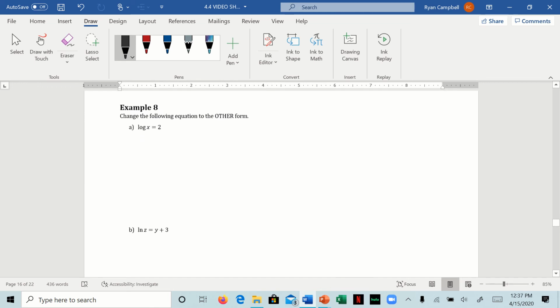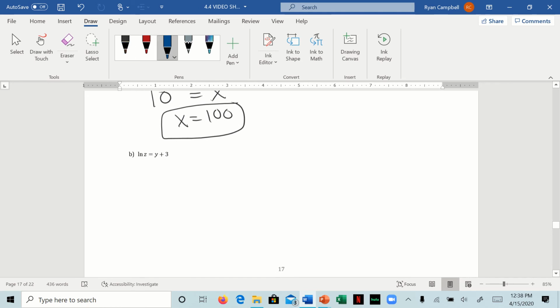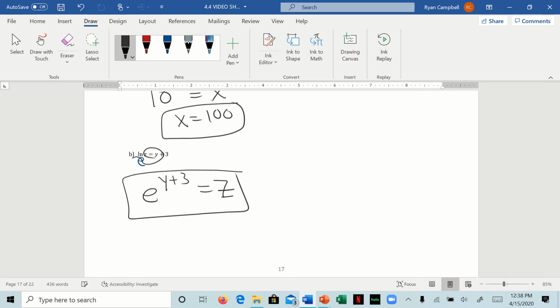All right, so let's look at this. So let's turn log x equals 2 into the other form. So we know, since nothing's written there, it's log base 10, right? So it's going to be 10 raised to the second power equals x, or x is 100. Okay. We said natural log has an e, right? So that's the base of an e. So we got e raised to the y plus 3 equals z. And that's our answer.